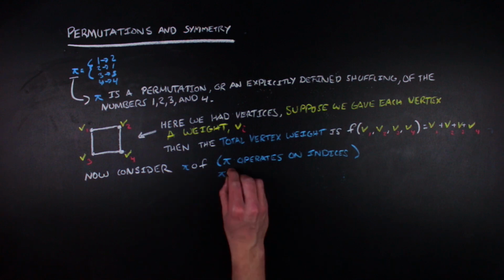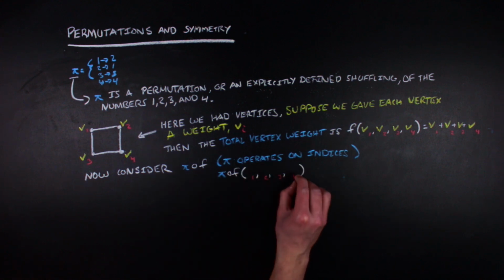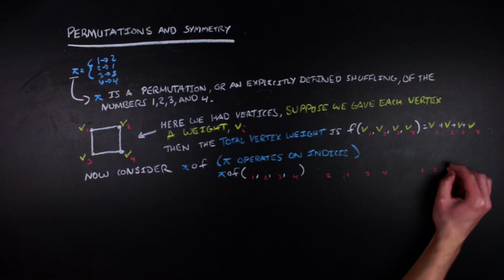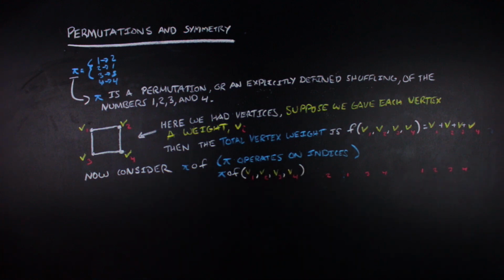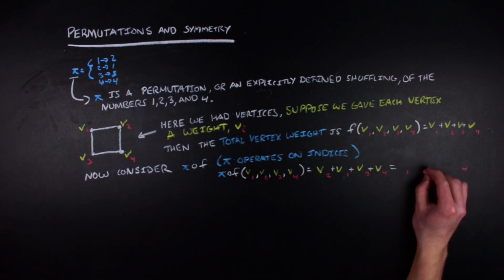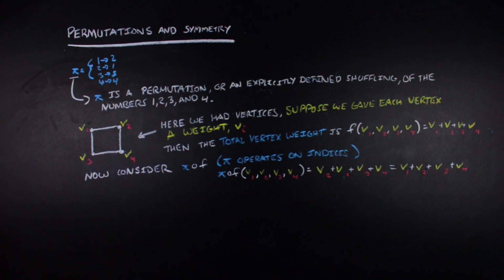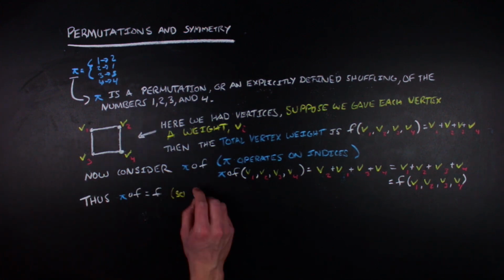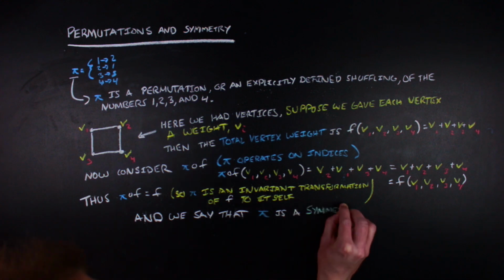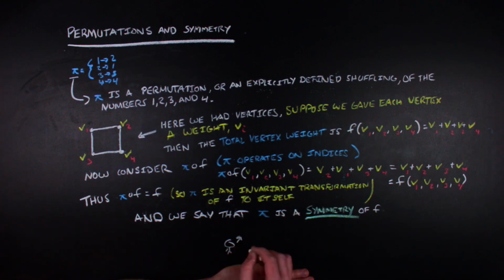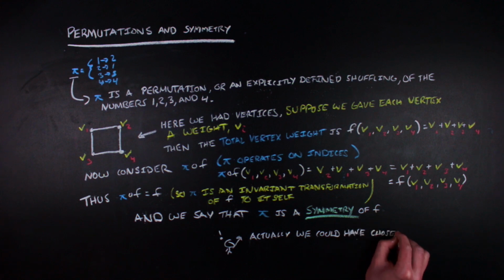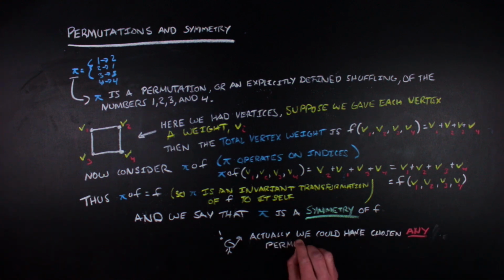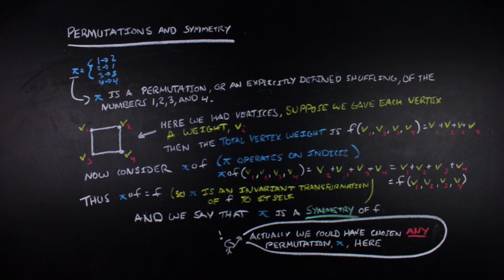And so pi of f of v1, v2, v3, v4 is equal to pi of v1 plus v2 plus v3 plus v4, which is equal to v2 plus v1 plus v3 plus v4. And then we can use some commutativity of addition to get back to v1 plus v2 plus v3 plus v4, which was our original function. And so we can say that pi is a symmetry of this function. And in fact, if we chose any pi that shuffles the numbers 1 to 4 in a predefined way, we would be able to get a symmetry of this function.